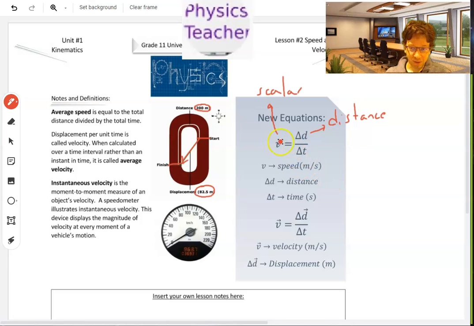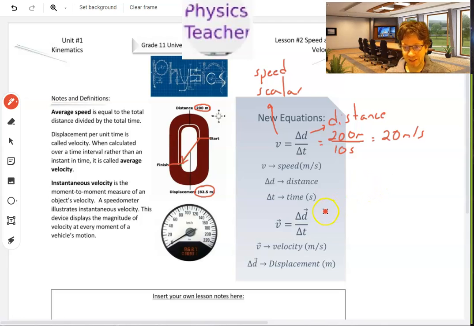So in our example, if we wanted to calculate speed, which is a scalar, we would simply do distance over time. Now let's say this took 10 seconds. So you would simply write 200 meters divided by 10 seconds, and you would get a speed of 20 meters per second.